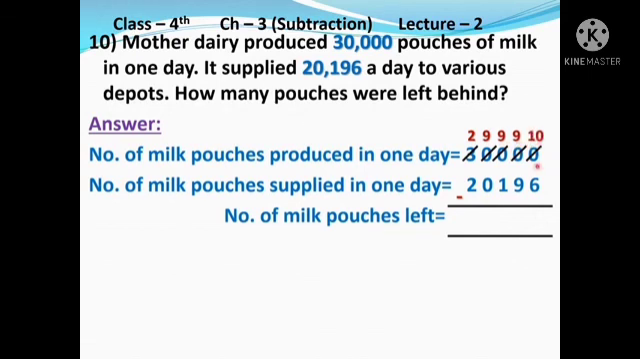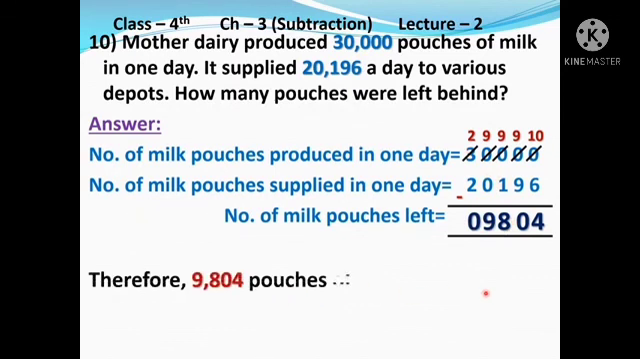Okay. Now see, 10 minus 6, 4. 9 minus 9, 0. 9 minus 1, 8. 9 minus 0, 9. 2 minus 2, 0. Okay. Therefore, 9,804 pouches of milk were left.